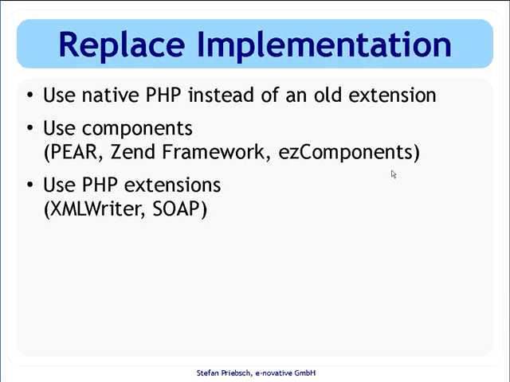There are different ways of doing that. You can use native PHP code instead of an old extension. If you have PHP 4, for example, you use an old extension that's not maintained anymore. You might want to replace whatever you're using that extension for by native PHP code. Or the other way around, you might want to replace native PHP code by an extension, because an extension is in C and it's usually much faster than userland PHP code. You might want to use components like PEAR, like the Zend framework, which today, of course, is the most important framework.